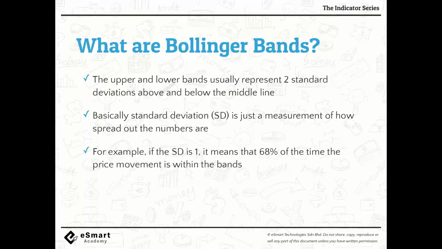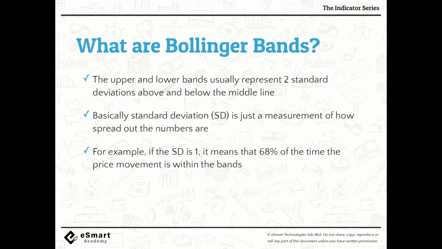Let me give you an example. If your standard deviation is 1, this is a mathematical formula. You probably don't need to memorize it, but at least understand it and appreciate the indicator. When we say that the standard deviation is 1, what it means is that 68% of the time, price is moving within the band.